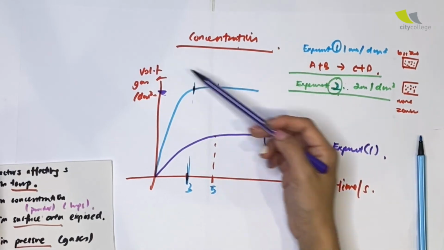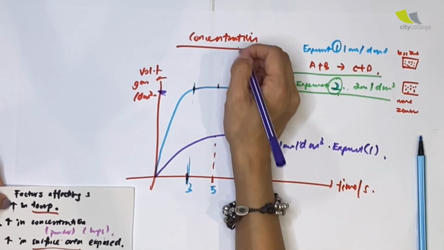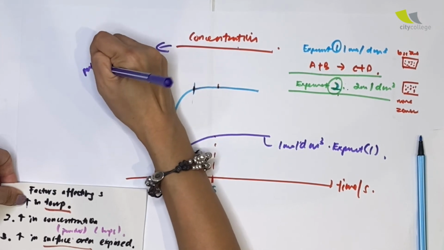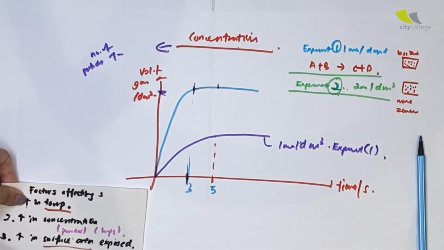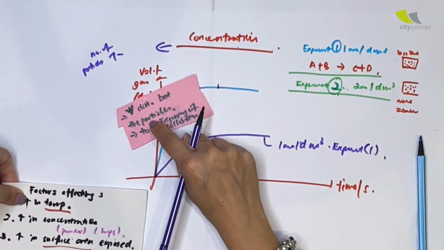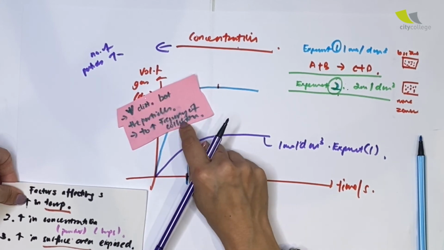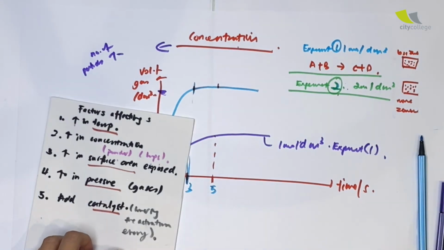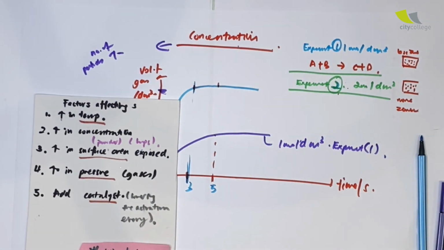So this is concentration. Because in concentration, remember, when the number of particles increases, the distance between the particles decreases, therefore increasing the frequency of collision, therefore the rate of reaction increases. Next up, we're going to show you some examples from past year papers.